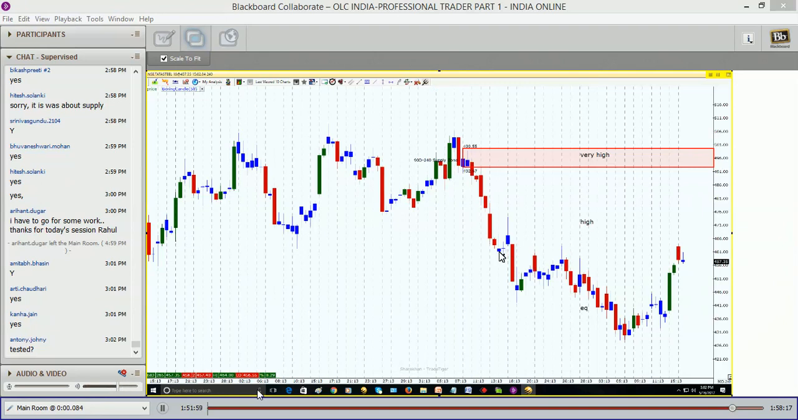I cannot mark this as my supply zone because look at this portion over here. This blue candle has come and tested it. That is why I cannot mark this.